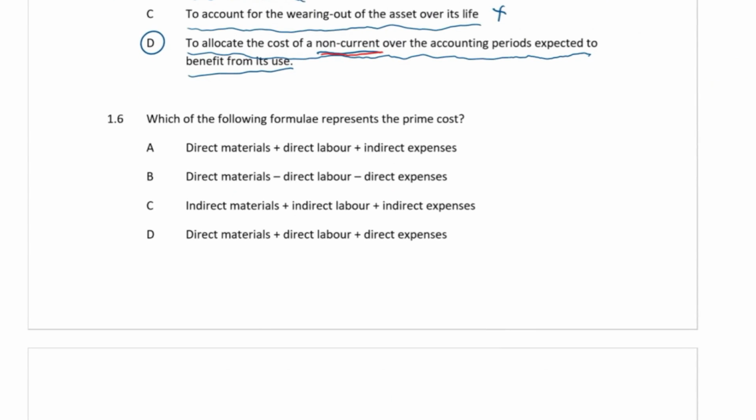Let's move on. Question 1.6. Which of the following formulae represents the prime cost?